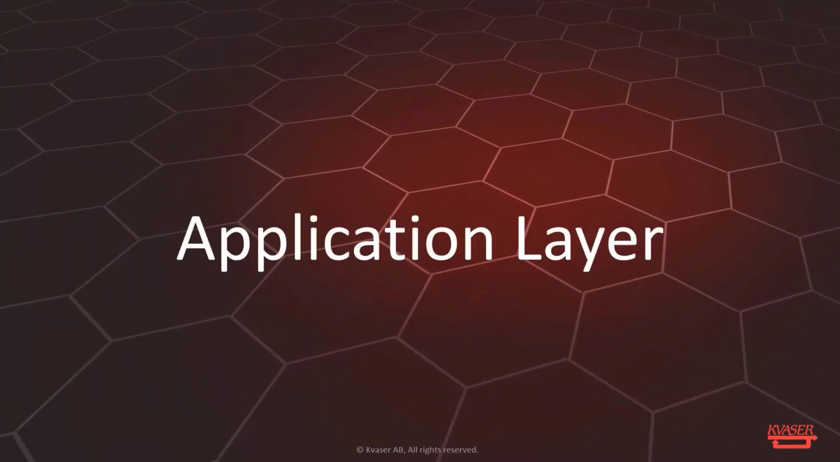Now, how does a master know it's a master and a slave knows it's a slave? And how do they know what speed they're going to go at? And how does the system know what it is? How do you describe what the LIN system is? That's where we look at the application layer.